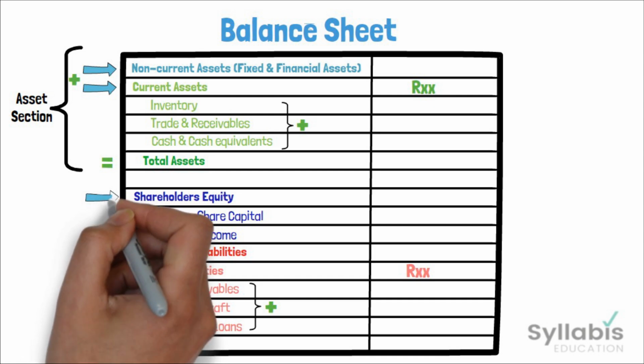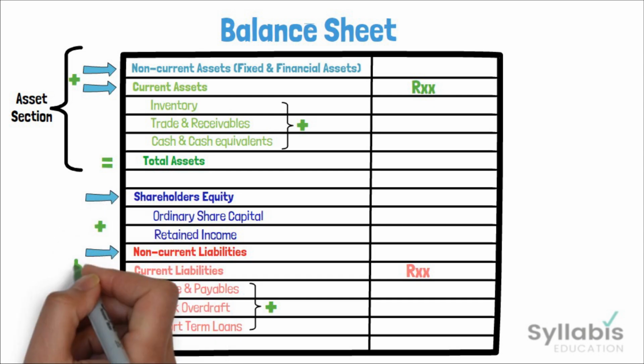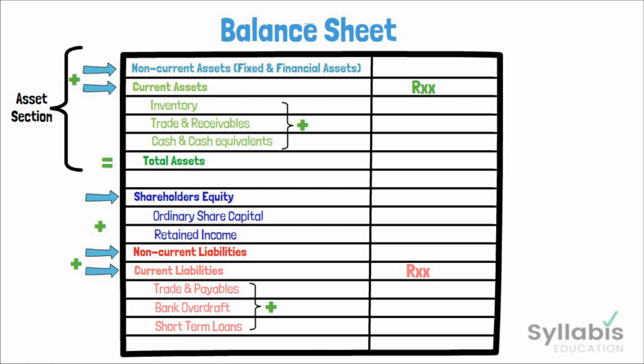When you add the shareholders' equity, the non-current liabilities, and the current liabilities, you will get the total equity and liabilities. Any adjustments that involve equity or liabilities will be recorded in this section of the balance sheet. For example, if there is an adjustment for creditors, then the adjustment will be reflected by the trade and payables line under the current liabilities.